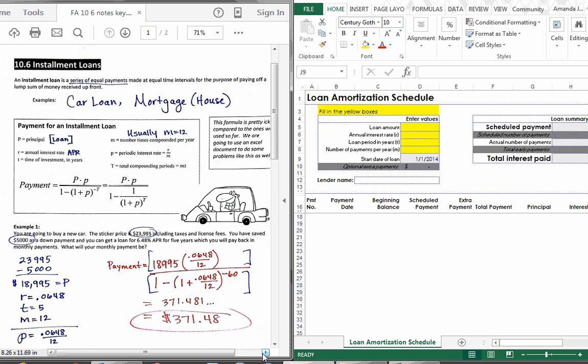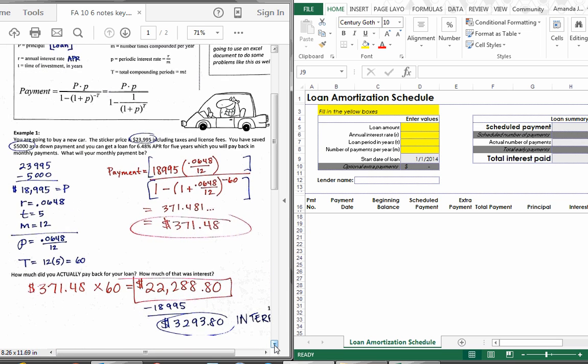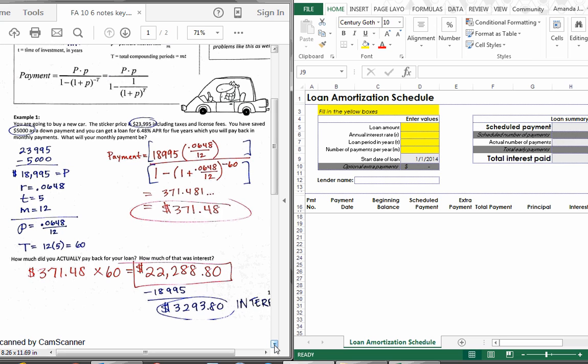All right, so we have an example here at the bottom of the screen. It says you are going to buy a new car. The sticker price is $23,995, including taxes and license fees. You've saved $5,000 as a down payment, and you can get a loan for 6.48% APR for 5 years, which you will pay back in monthly payments. What will your monthly payments be?